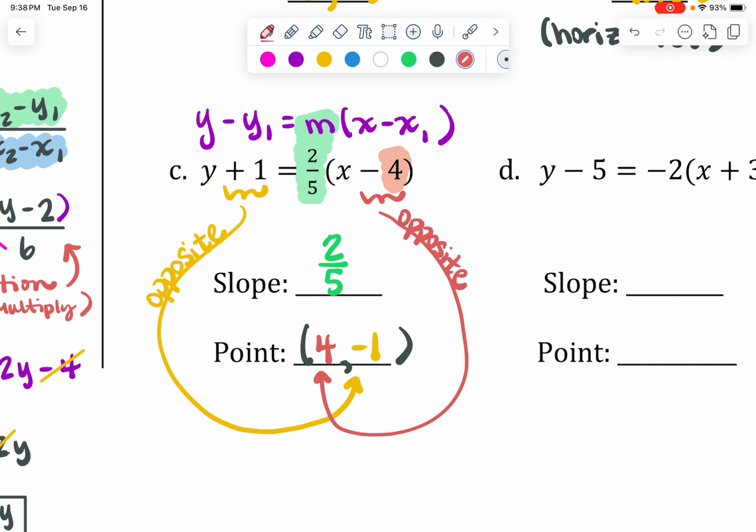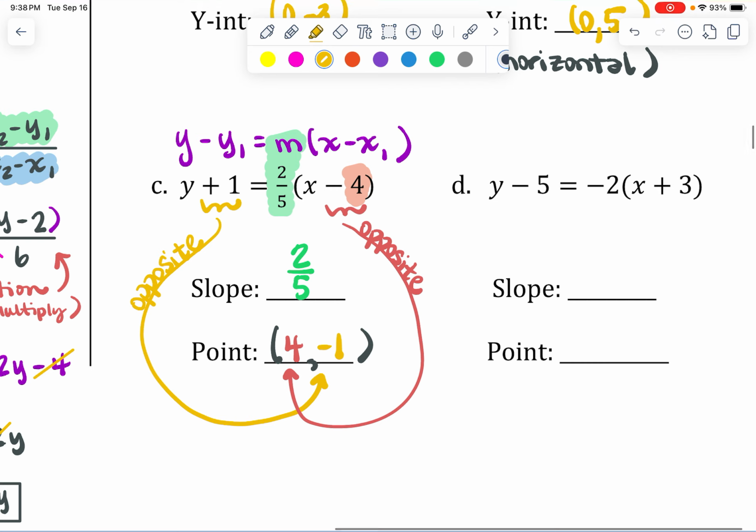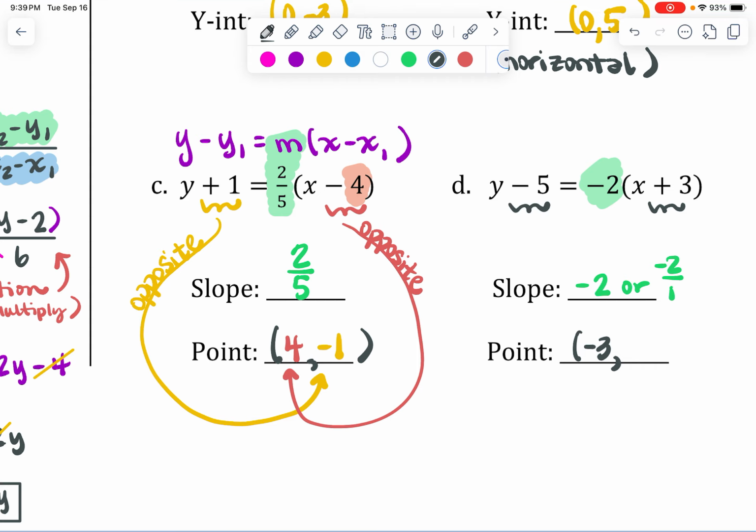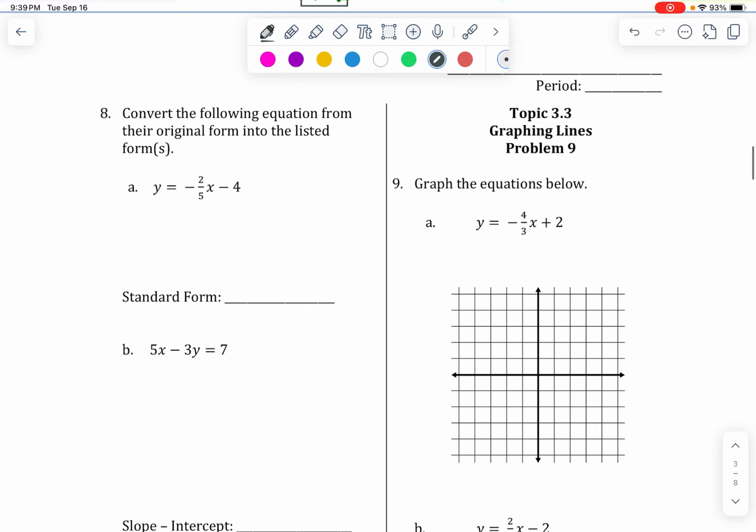I'm not going to explain as much over here. It's the exact same thing on the next problem. Clearly my slope is -2. If you want to write that as -2/1, you're more than welcome to. It doesn't matter to me. And then, of course, our point is going to be -3 because it's the opposite of the x value, and then +5. All right, moving right along.